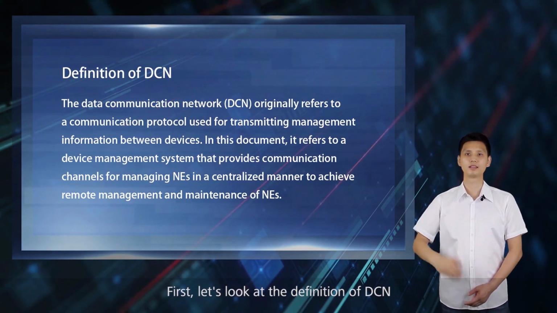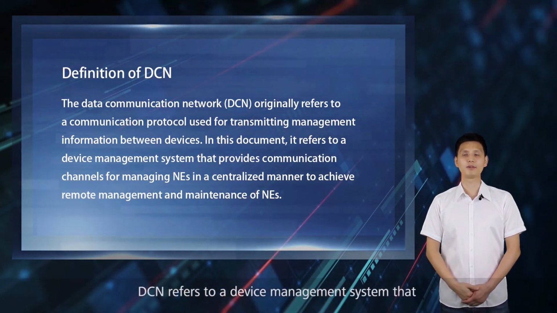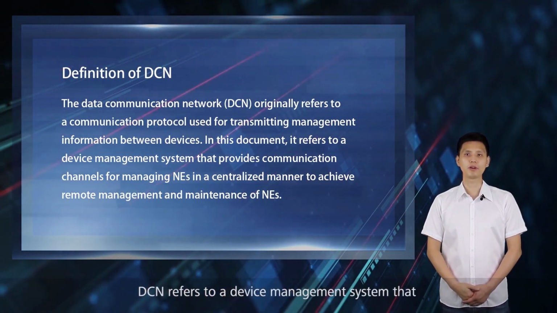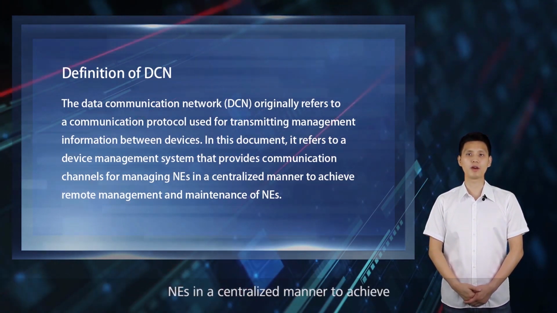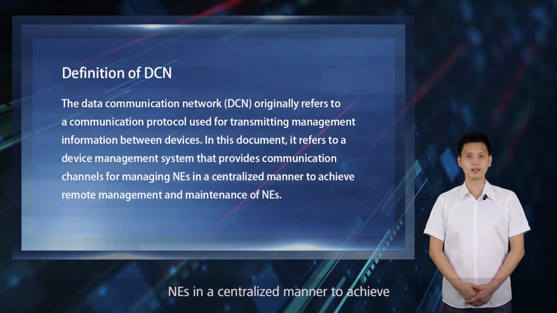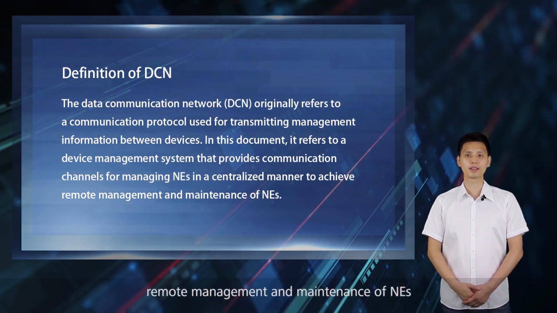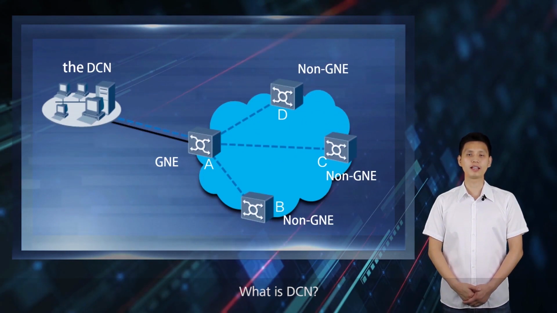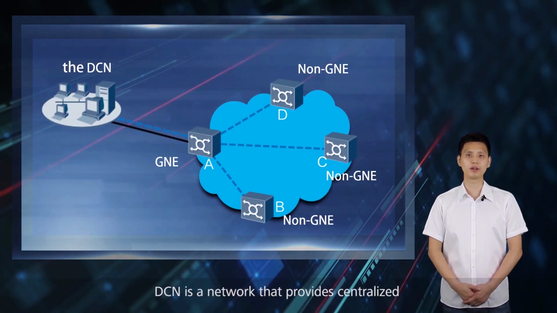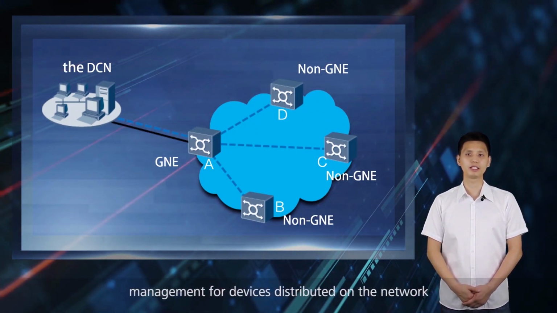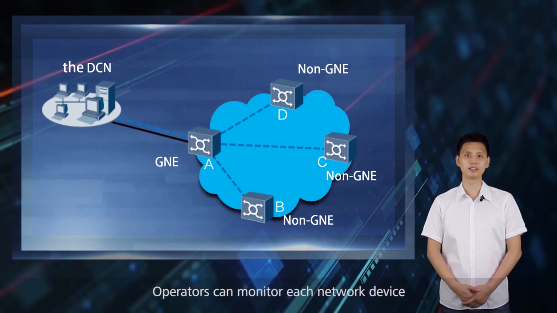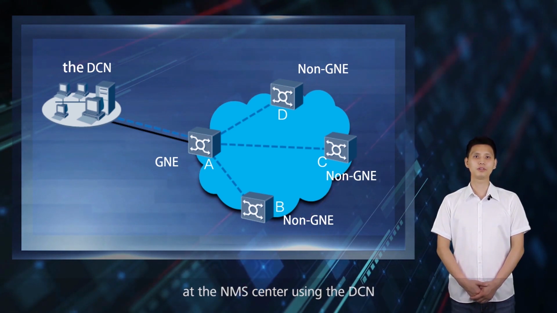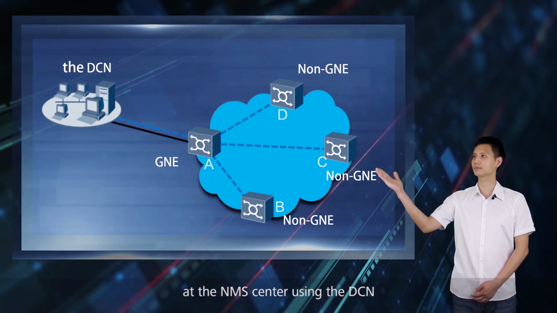First, let's look at the definition of DCN. DCN refers to a device management system that provides communication channels for managing NEs in a centralized manner to achieve remote management and maintenance of NEs. What is DCN? DCN is a network that provides centralized management for devices distributed on the network. Operators can monitor each network device at the NMS center using the DCN.